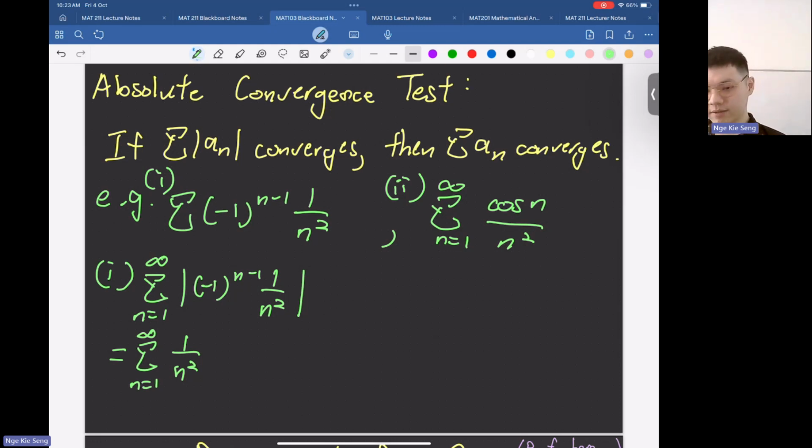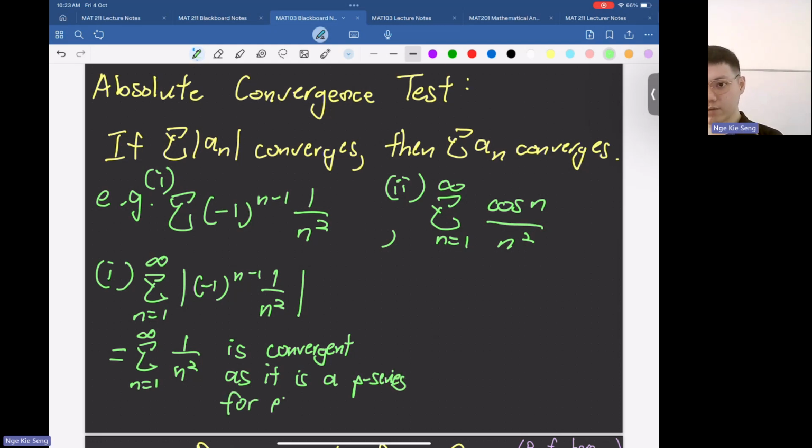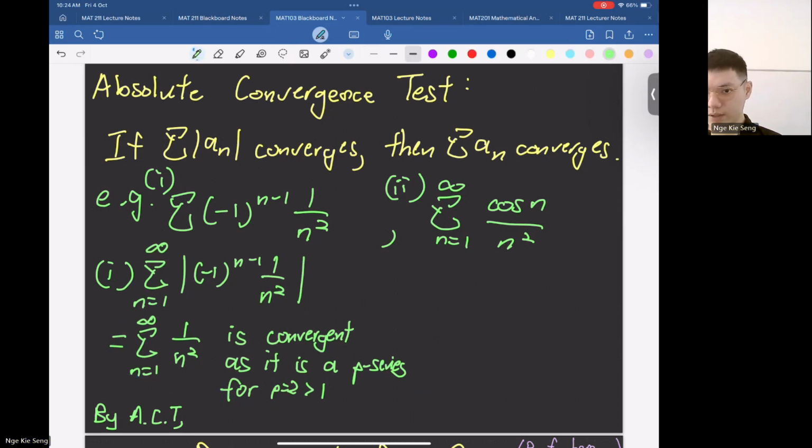But this p is 2. p is 2, meaning it is greater than 1. For every p greater than 1, the p-series converges. For p equal to 2, greater than 1, it converges. So by the absolute convergence test, the original series also converges. So the original series converges.